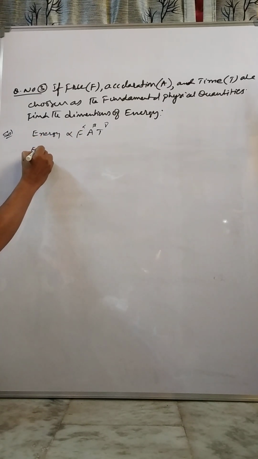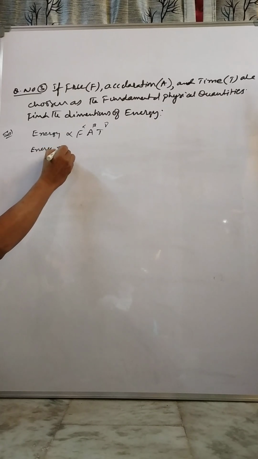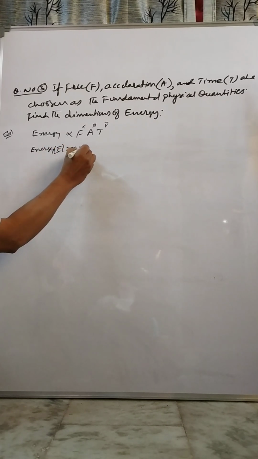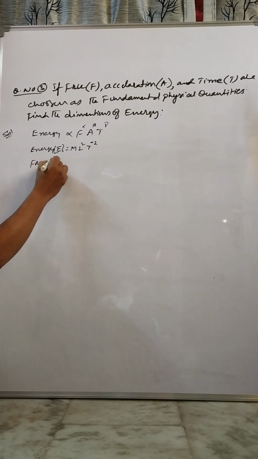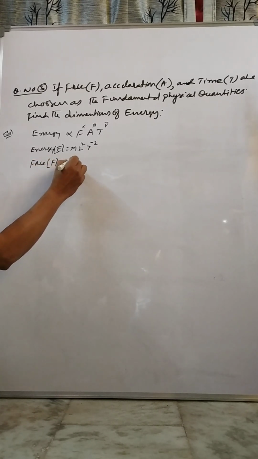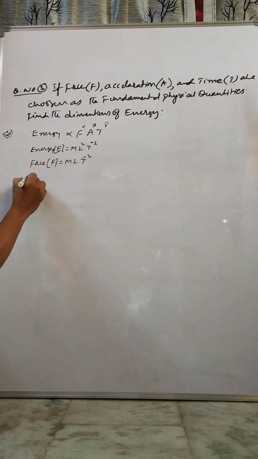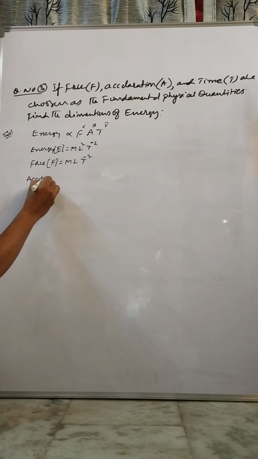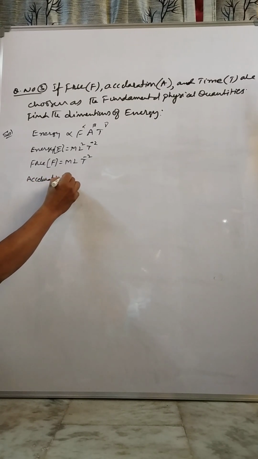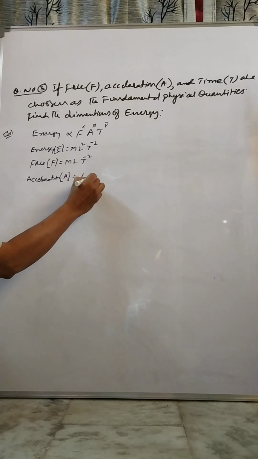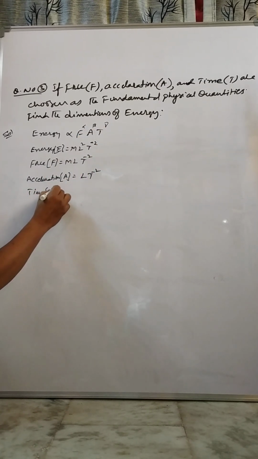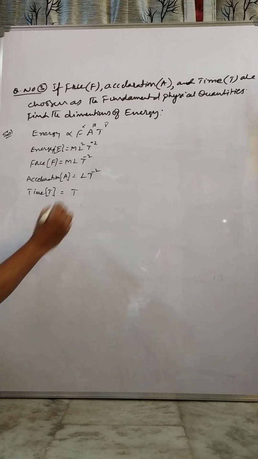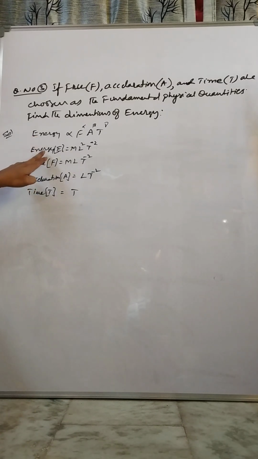So from this one, energy is equal to, what is that? M L square T power minus 2. Force F is equal to M L T power minus 2. Acceleration A is equal to L T power minus 2, and time T is equal to T only, isn't it? Now substitute the dimension formula against these physical quantities given in the question.